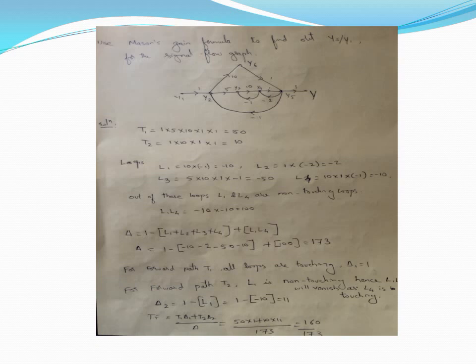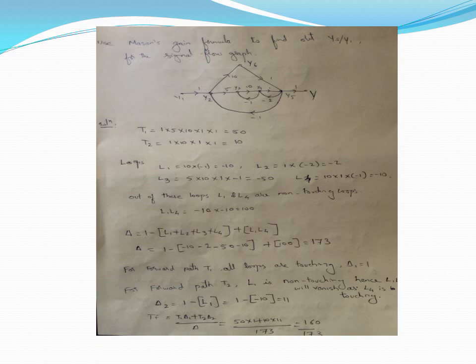The second forward path is going from y1, y2, y6, y5 and y. So just multiply 1 into 10, then into 1 and into 1. So we get 10. These are two forward paths, so k equals 2. So when k equals 2, the formula of Mason's gain becomes T1 delta 1 plus T2 delta 2 divided by delta.